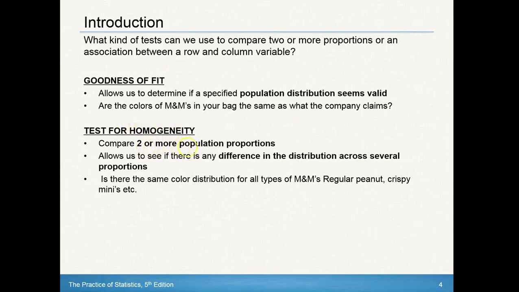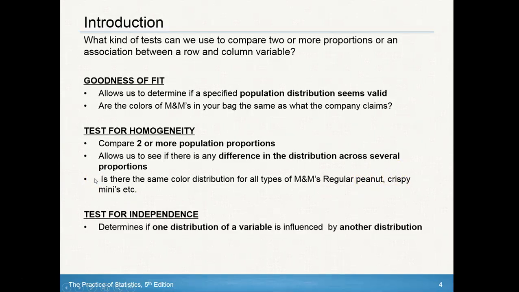Homogeneity also always has to have more than one population. So, for example, is the color distribution the same for all types of M&Ms, regular, peanut, crispy, or minis? That's going to be four populations: regular, peanut, crispy, and minis.